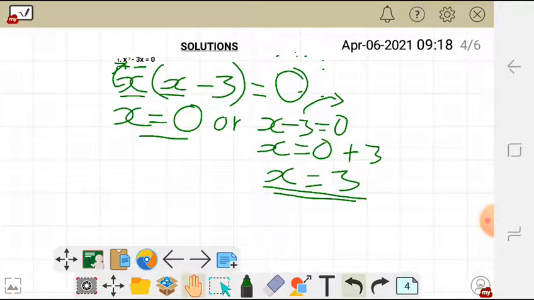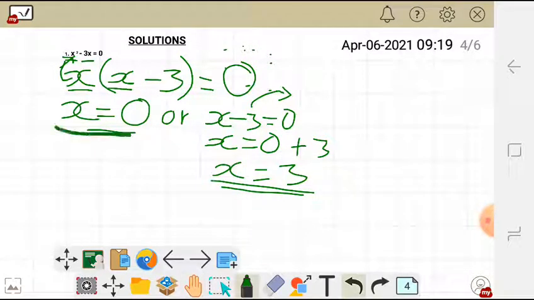So x is equal to 0 there, and here x is equal to 3. So those are the two values of x. Okay, so we have solved that equation.